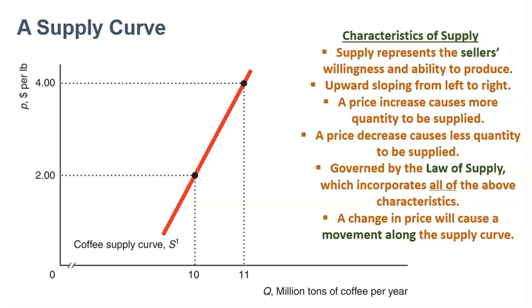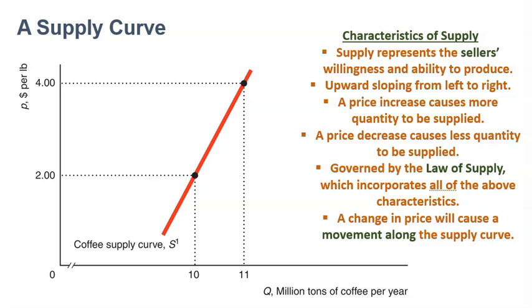The key characteristics of supply are: supply represents the seller's willingness and ability to produce. Upward sloping from left to right. A price increase causes more quantity to be supplied. A price decrease causes less quantity to be supplied. Governed by the law of supply, which incorporates all of the above characteristics.